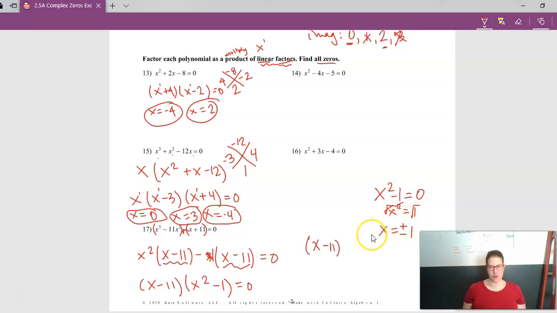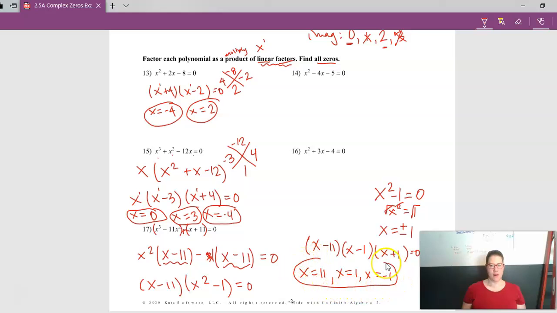So if these are my zeros, then remember I can write those back as factors. For positive 1, it would be x minus 1, and for negative 1, it would be x plus 1. So now this is actually the product of linear factors. I've got x minus 1, x minus 1, and x plus 1. And then the zeros would actually just be 1, 1, and negative 1.